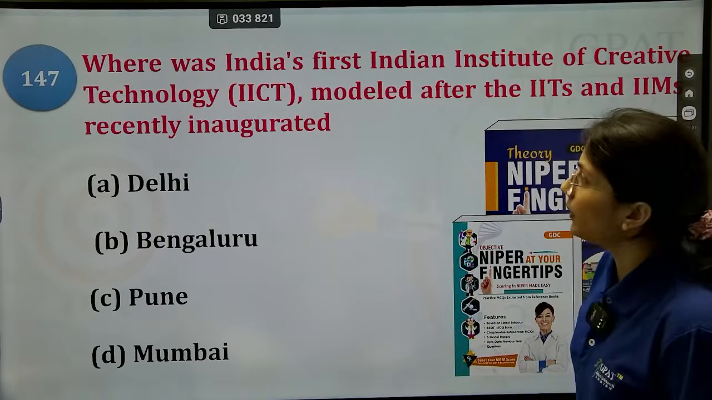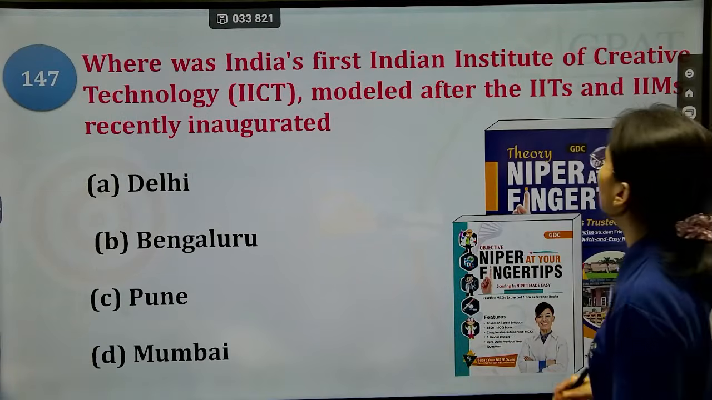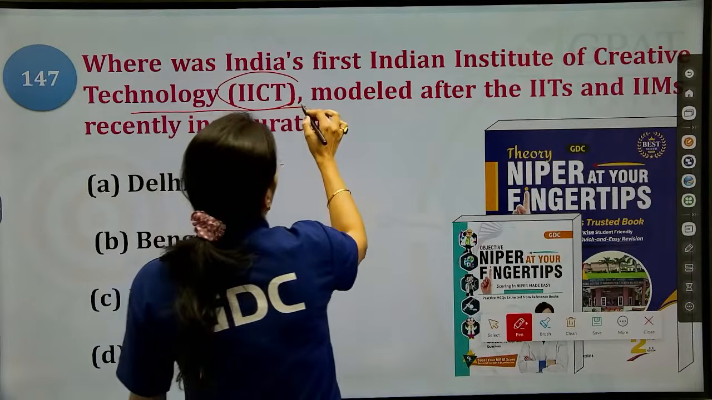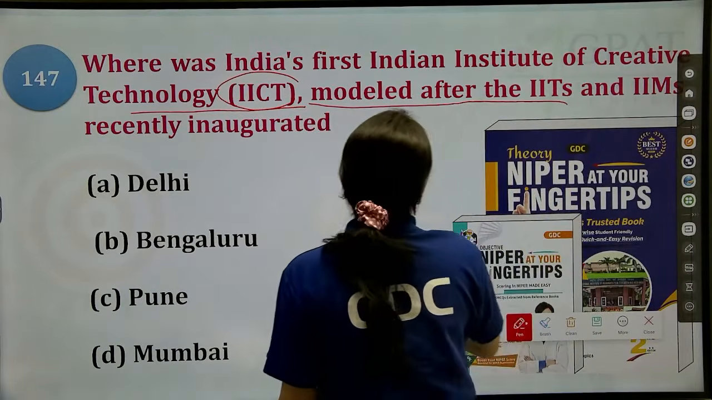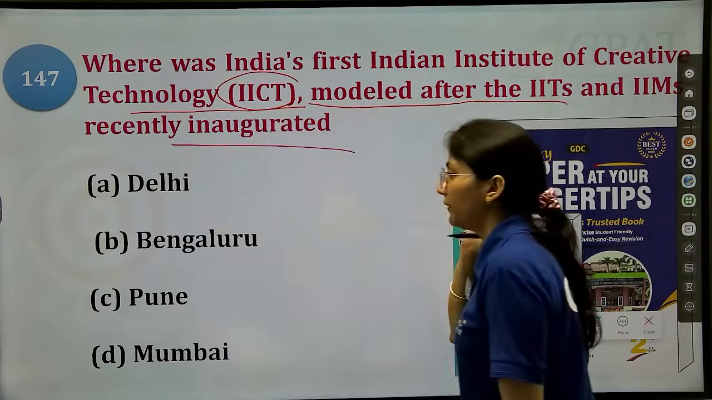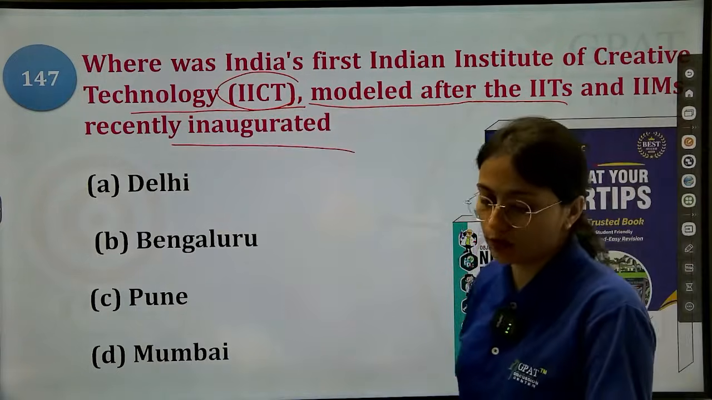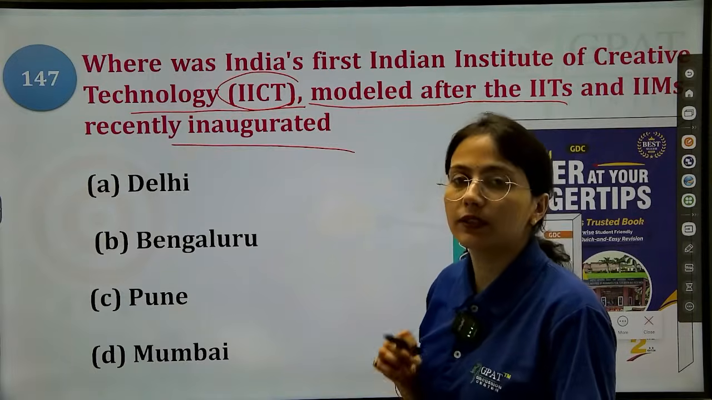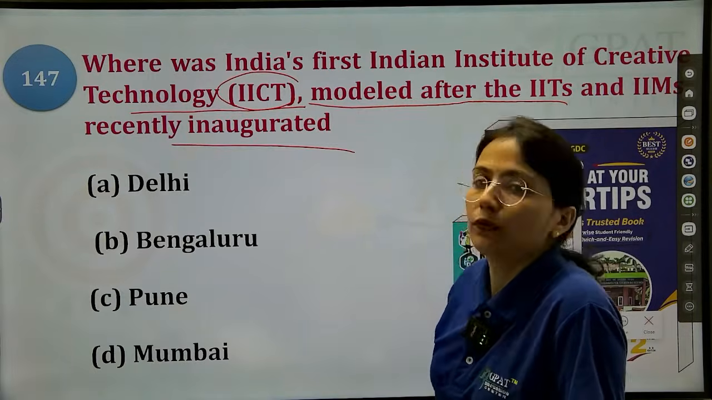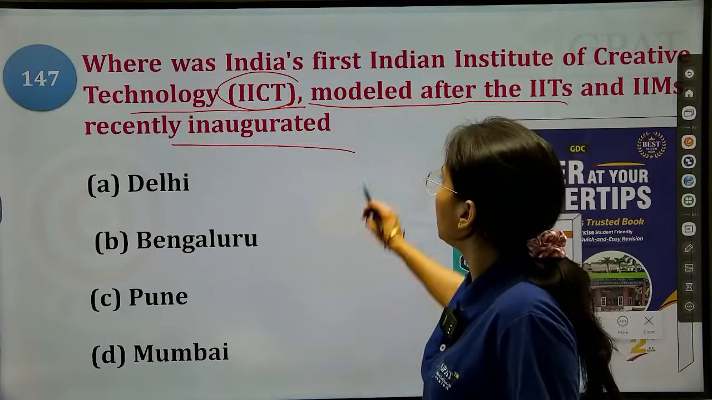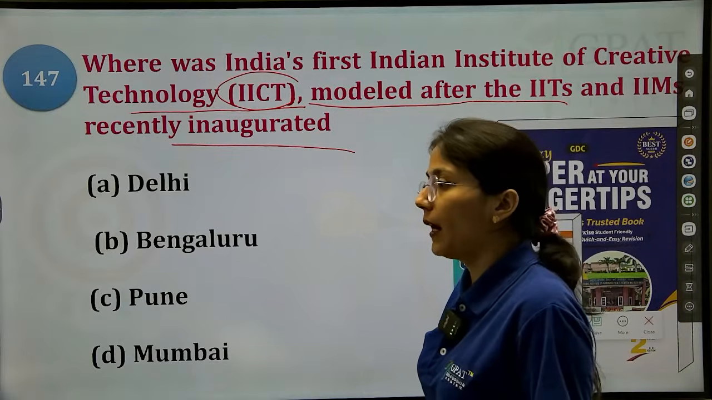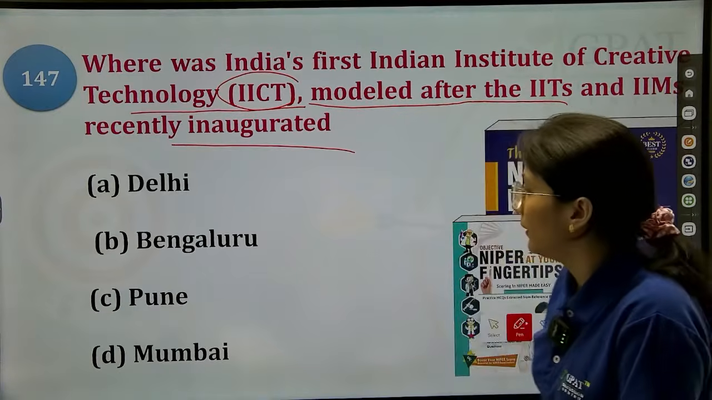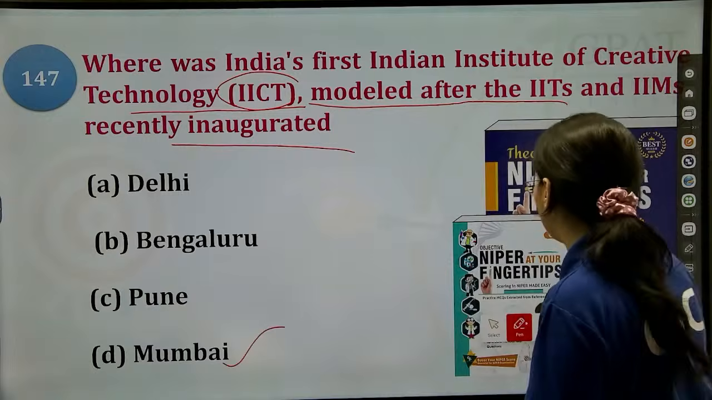Next, where was India's first Indian Institute of Creative Technology, that is IICT, modeled after IITs and IIMs recently inaugurated? Where? That is Delhi, Bangalore, Pune, Mumbai. In Mumbai. So option number D is correct.